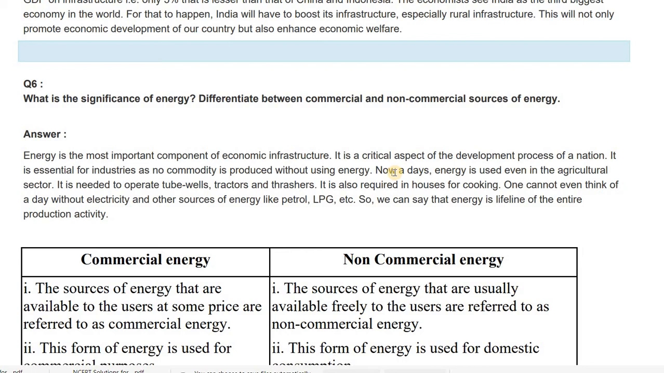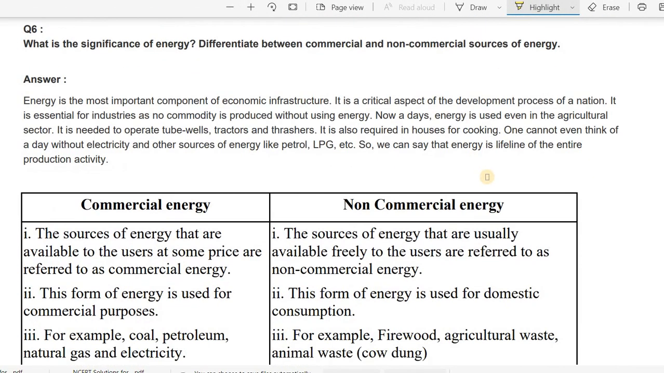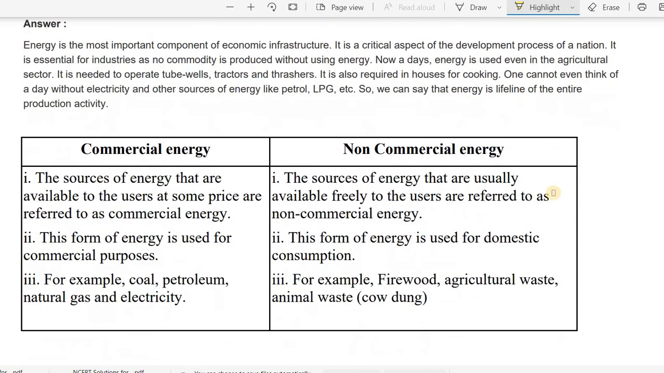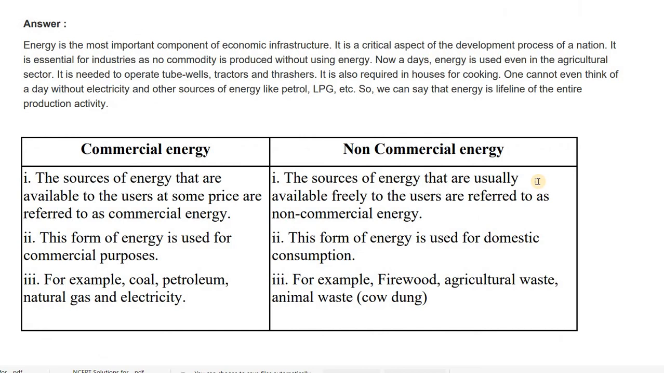So we can say energy is the lifeline of the entire production activity. Then we know commercial energy is there, non-commercial energy is there. The sources of energy that are available to the users at some price are referred to as commercial energy. This form of energy is used for commercial purposes. Examples: coal, petroleum, natural gas, electricity.